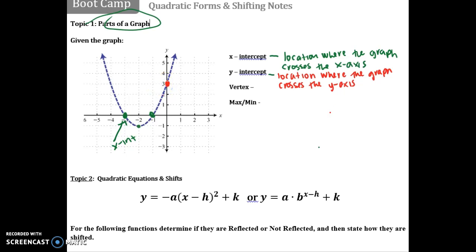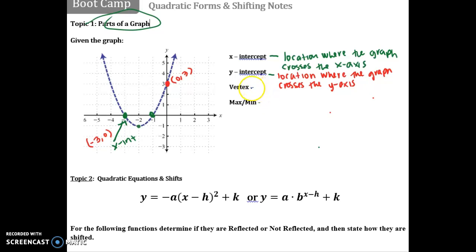Remember, x-intercepts and y-intercepts always have zeros in the point. If it's a y-intercept, it's the point 0, comma, then some number. If it's an x-intercept, then it's a number, then 0.